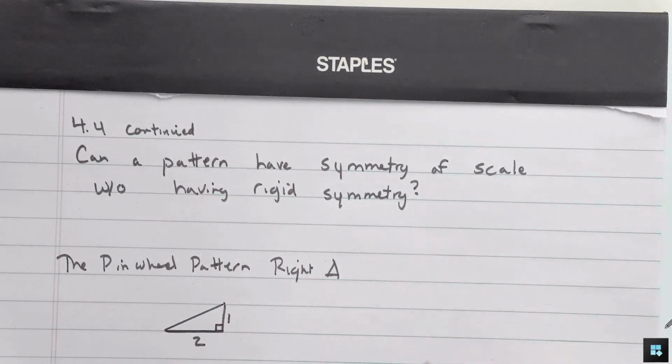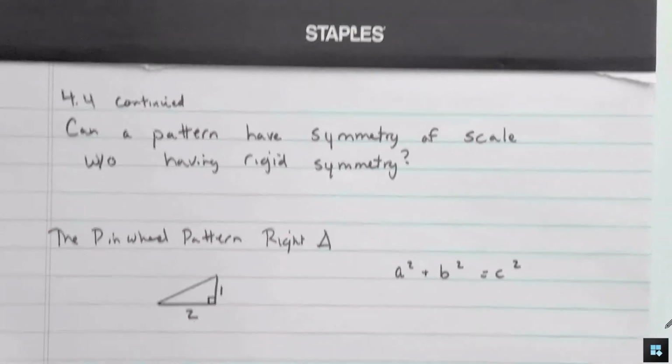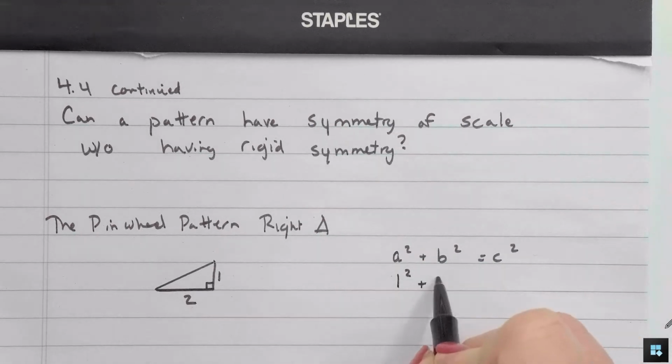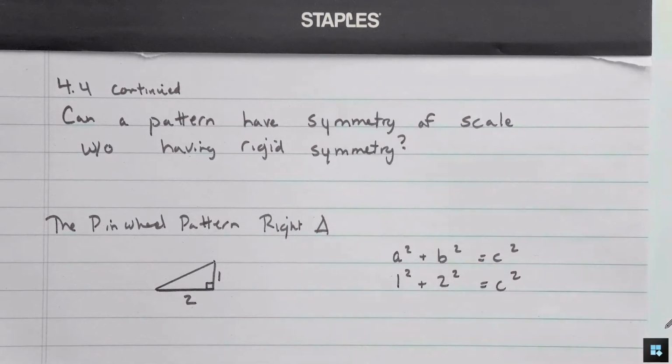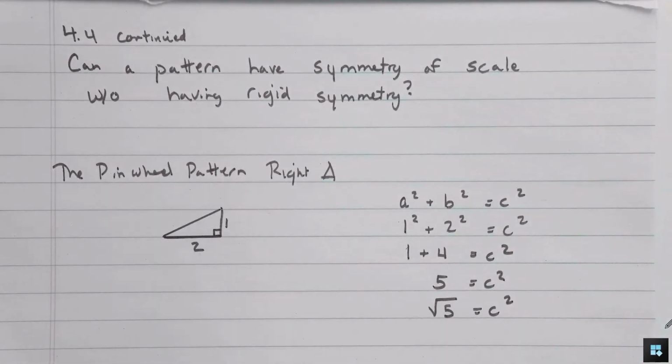Let's see what the hypotenuse is then. The a and the b are the sides making up the right angle. So when you're using the Pythagorean theorem, a squared plus b squared is c squared. The a and the b form the right angle. So that's 1 squared plus 2 squared equals c squared. The square root of 5. Good job. So the square root of 5 is c.